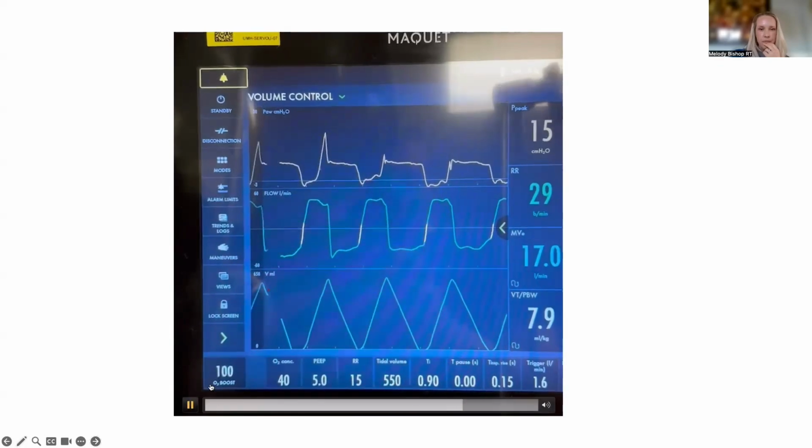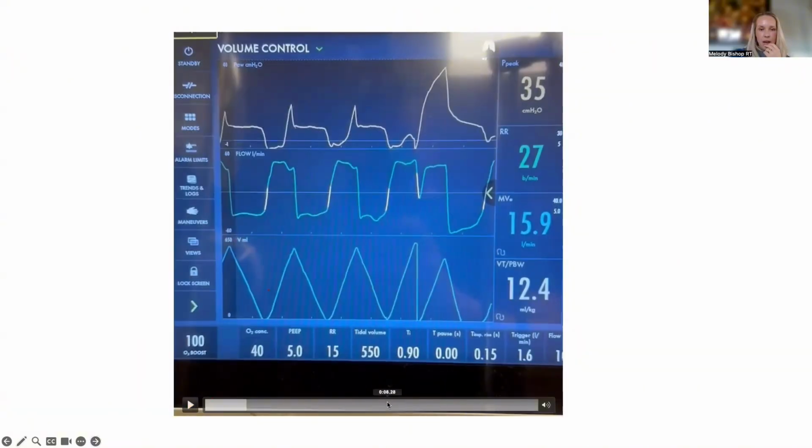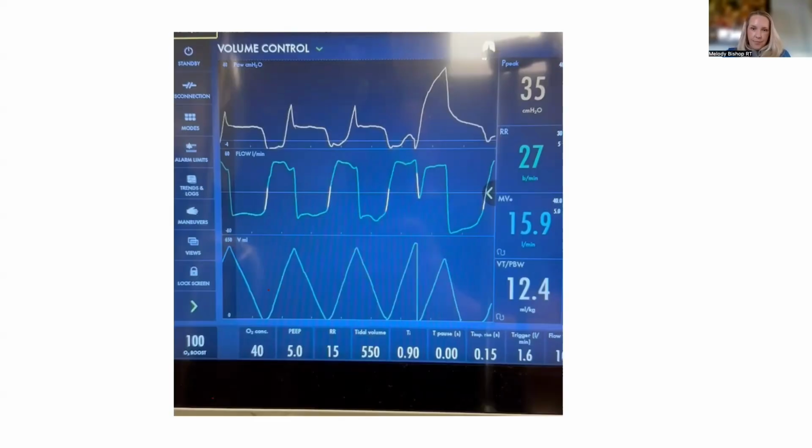So as you can see here, volume control, these are the settings I have at the bottom. I'll try to pause it so we can see. So we have a PEEP of 5, FiO2 of 40%, rate 15, volume 550, inspiratory time 0.9 seconds, a rise of 0.15, a flow trigger 1.6. I don't know why it's 1.6. It just gets defaulted on the Servos to 1.6. It's kind of weird. There's no T pause. Sometimes the peaks are high. 35 is a little high for my taste. Breathing at a rate of 27 has a massive minute ventilation of 16, which is much higher than normal, right? Just as a number it's high.